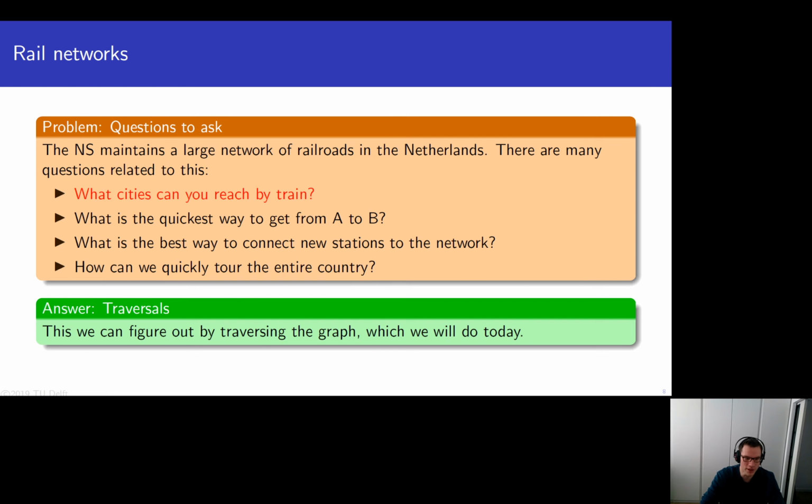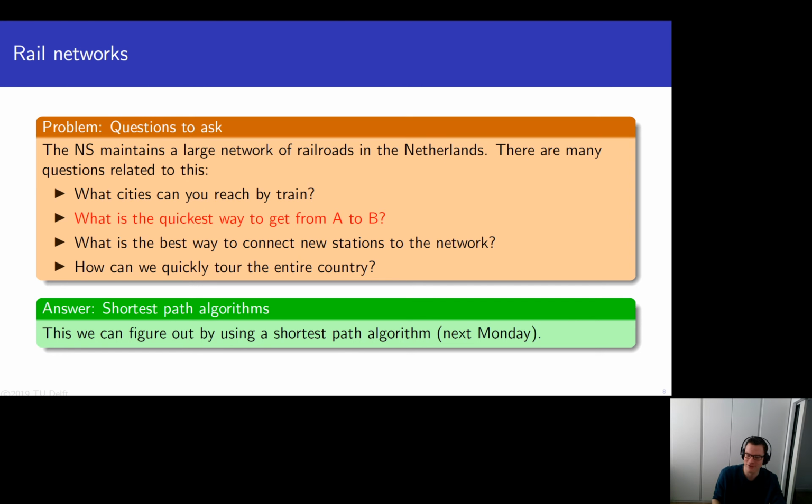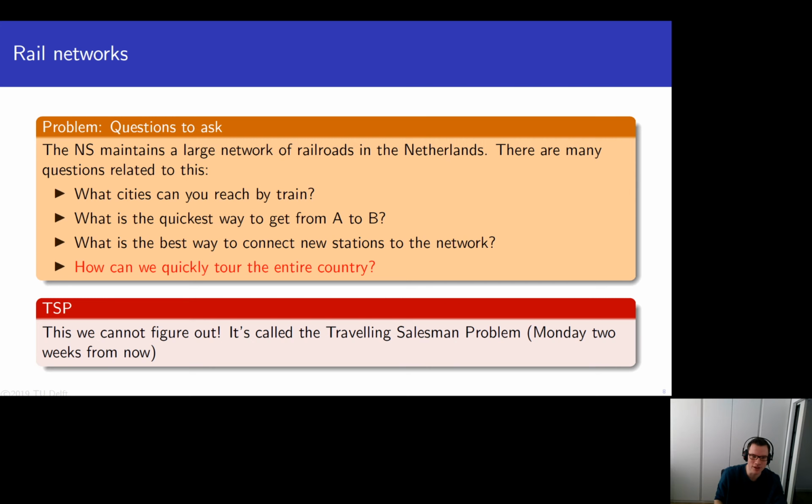So the first one, we can do so by using traversals, which we'll talk about not today, but on Thursday. Shortest path, Dijkstra indeed, Gideon. We'll discuss that next week. Shortest path for the best way to connect new stations we can do using minimum spanning trees, which we'll talk about next week. And quickly touring the country, yeah, that's the traveling salesman problem.